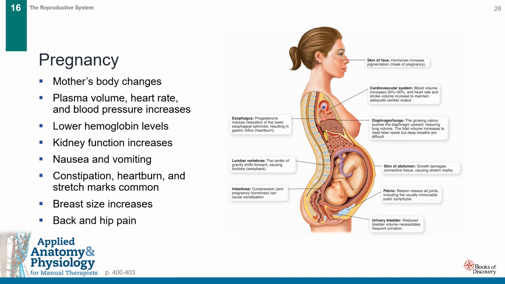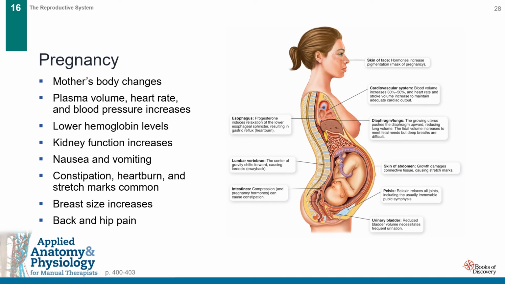The mother's body undergoes extensive changes to nourish and support the fetus as it develops. For example, during gestation, the mother's plasma volume increases by 30 to 50%. Maternal heart rate and blood pressure must increase to circulate this additional fluid load. At the same time, the red blood cell mass increases by only 18%.